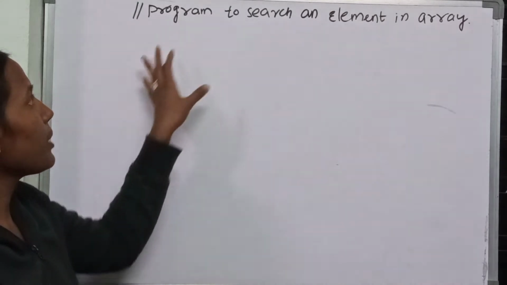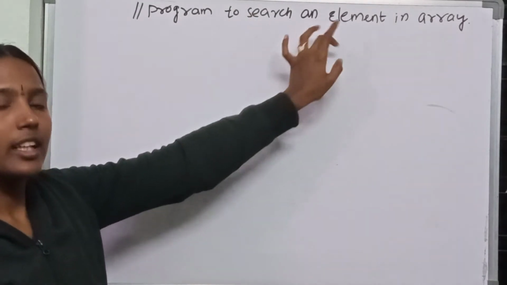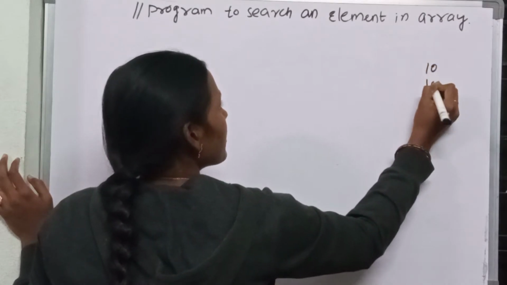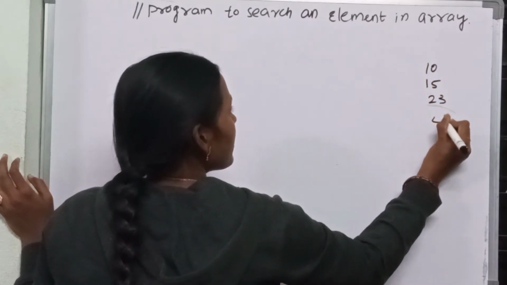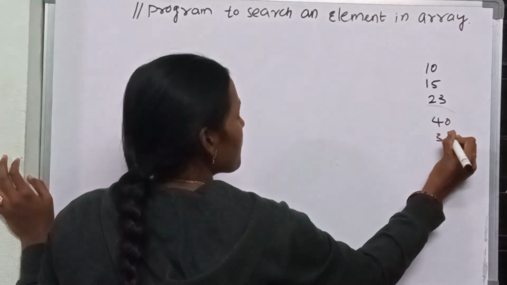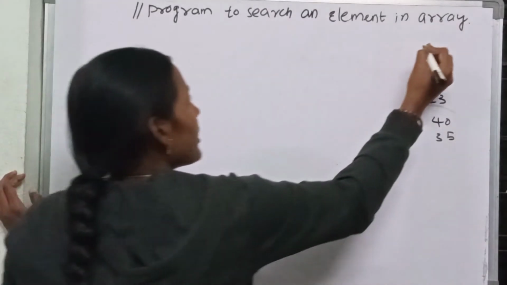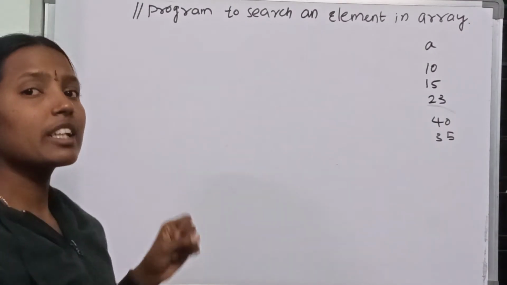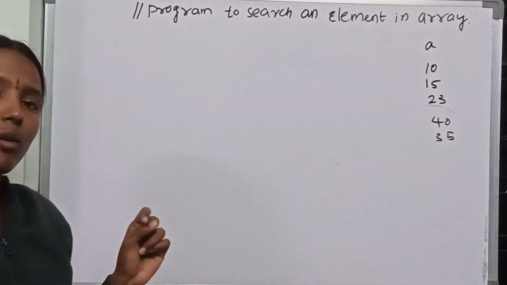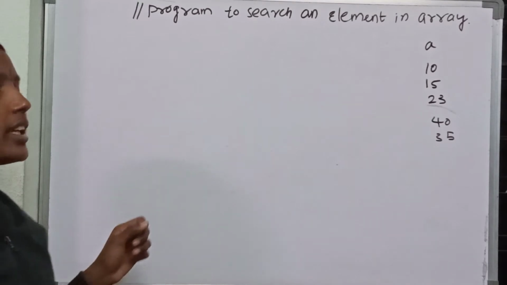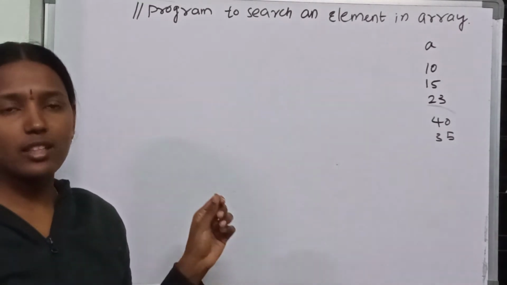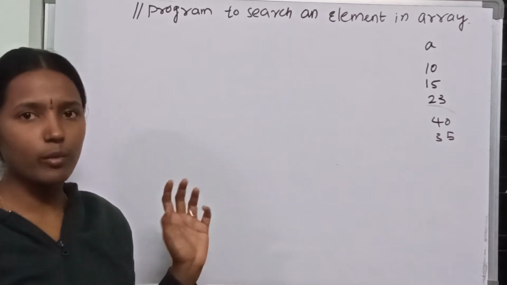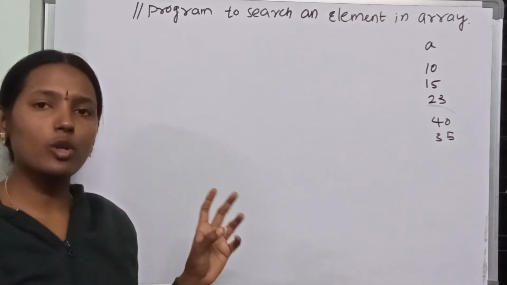So in this program I am going to search an element in an array. Let us consider I have the elements 10, 15, 23, 40 and 35. Consider these are the elements in my array A. Now I want to search whether 23 exists in my array or not. If it exists, I want to display that the element exists. Otherwise, I want to display a message to the user that the element does not exist. So this is the program concept.